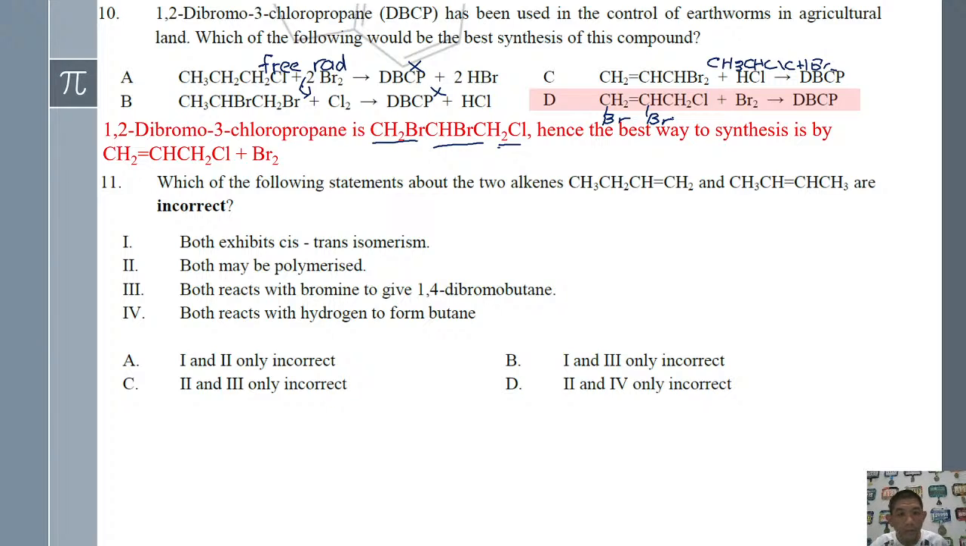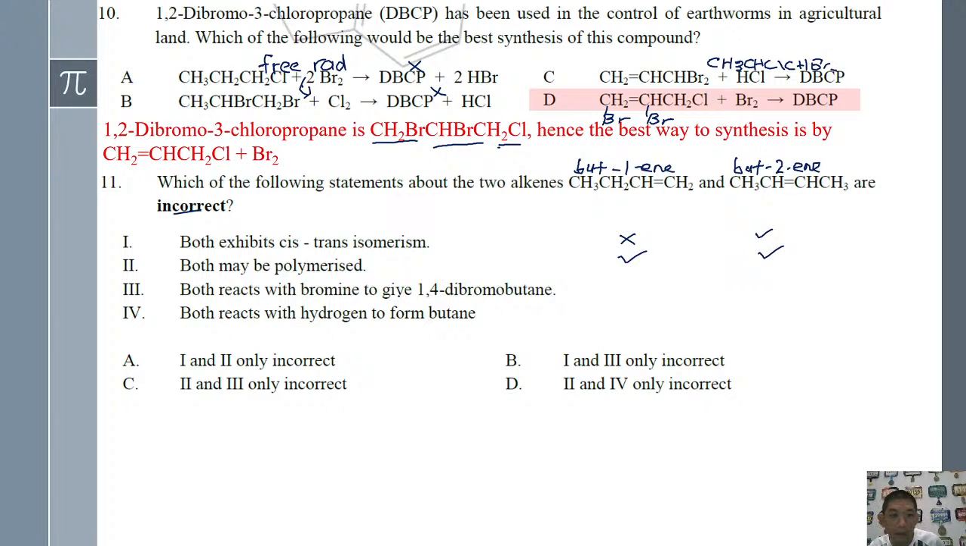Question number 11. Which of the following statements about the two alkenes are incorrect? We are looking for incorrect. So what is the difference between but-1-ene and but-2-ene? Number 1, both exist as cis-trans. In here, only but-2-ene exists as cis-trans, but but-1-ene does not. Both may be polymerized. Both can be polymerized.